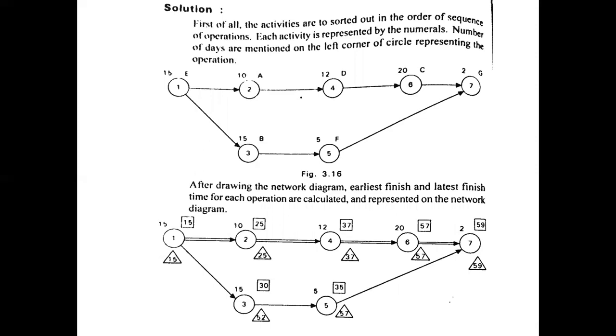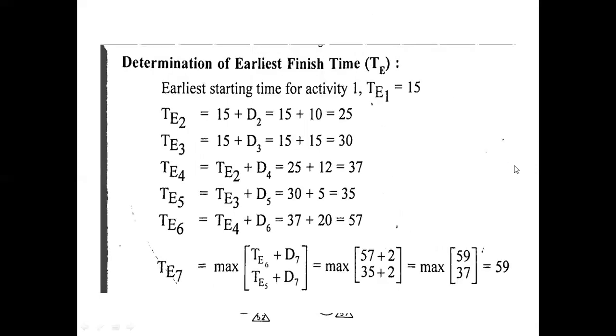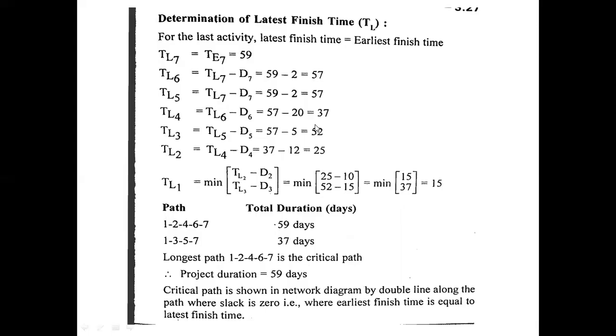And then the third step, what you have to do? You have to calculate the earliest finish time of each and every activity. That is the third step. The earliest finish time is calculated from the first to the last activity. And in the fourth step, you have to calculate the latest finish time, starting the calculation from the last activity. At last, we have to identify the longest path, the critical path, and then identify the project duration.